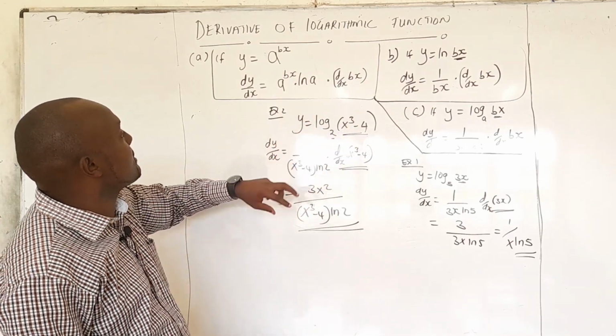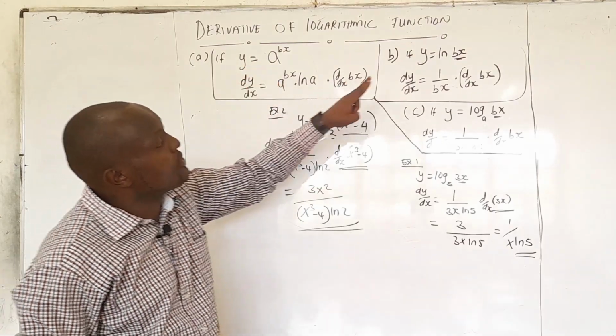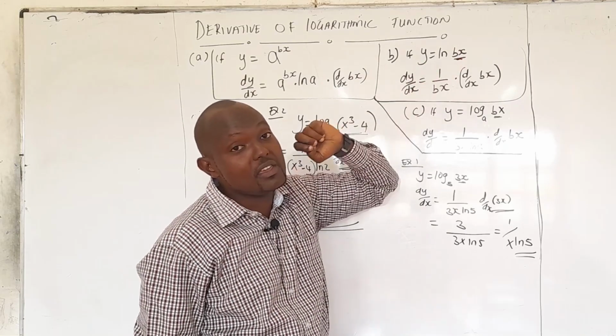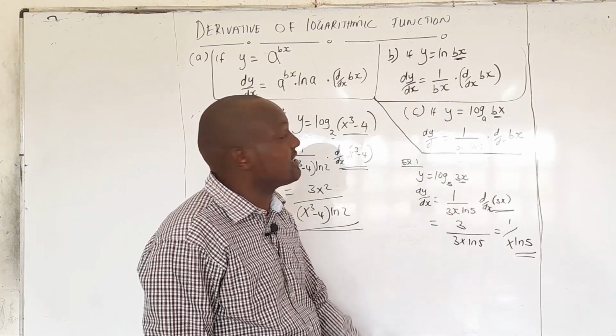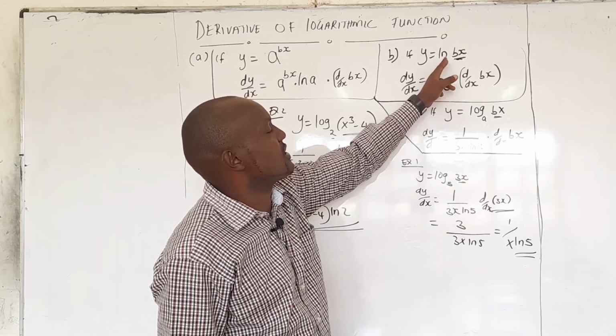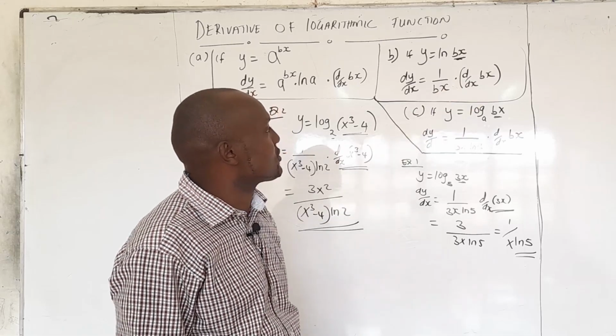At least I have shown three parts: how we differentiate maybe 3 to power 2x, and how we differentiate natural logarithm of bx. In case you are given a constant before it, we know a constant, you treat it as a constant, so you only focus on the natural log of that one. I have given examples on the same.